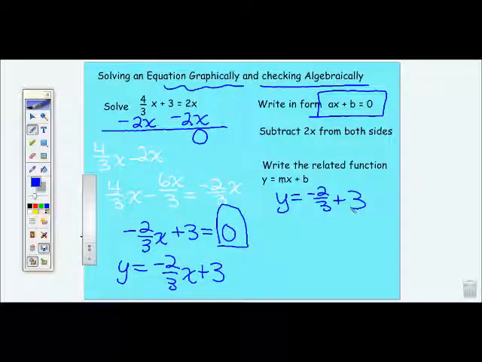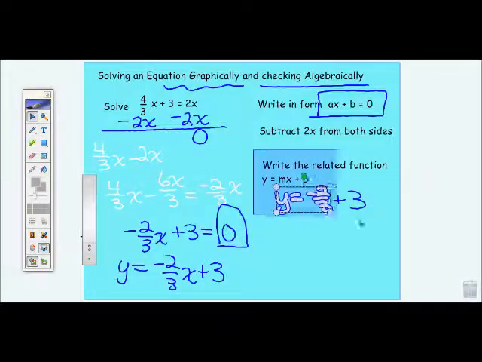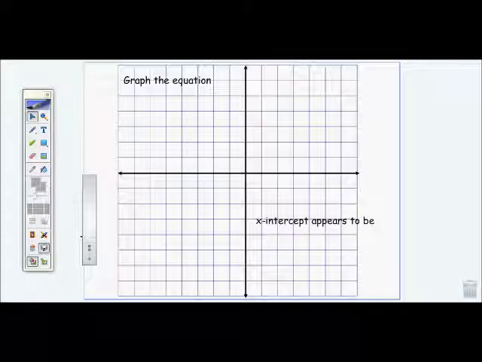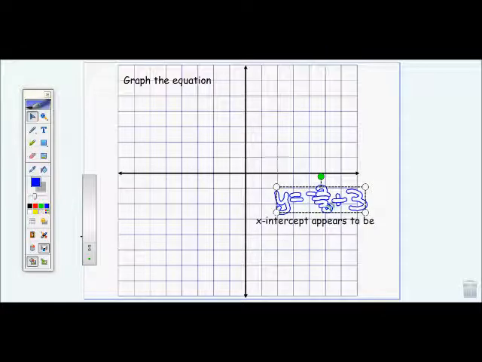All right, let me go ahead and copy that to put on the next screen where we're going to graph it. So, copy my slope-intercept form. Paste that on where I'm going to graph it.